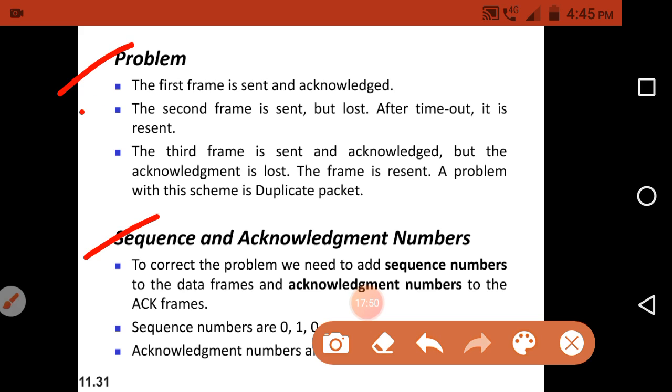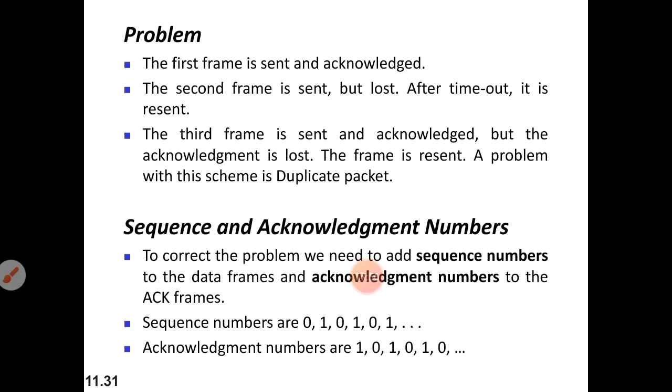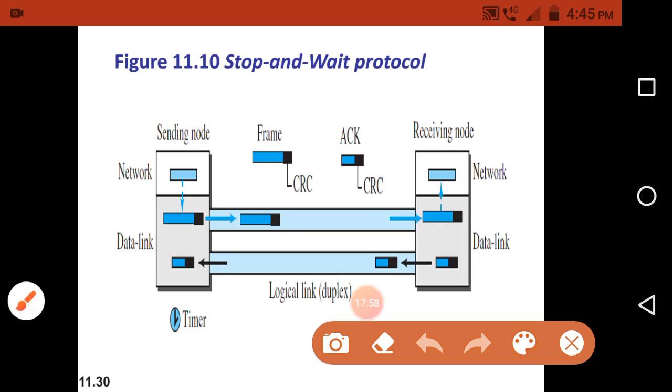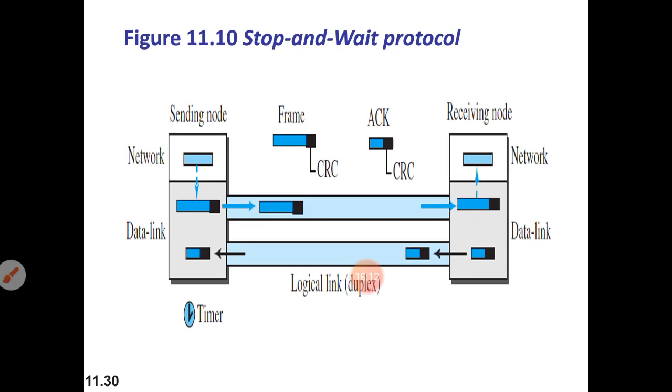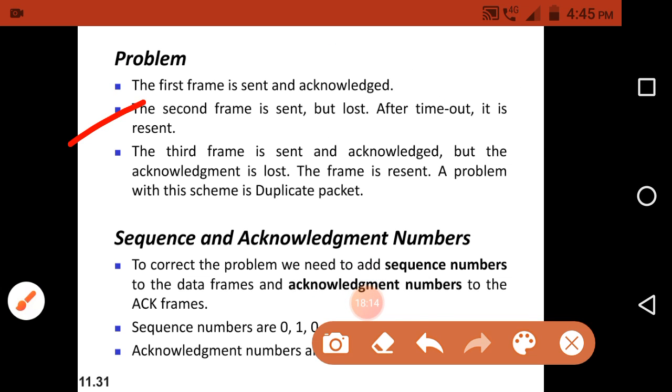First point, the first frame is sent and acknowledged. As discussed, here the first frame has been sent and acknowledged, so there is no problem present here. Acknowledged means that a particular received frame is error free, so that's why the receiver has sent the acknowledgement to the sender side.